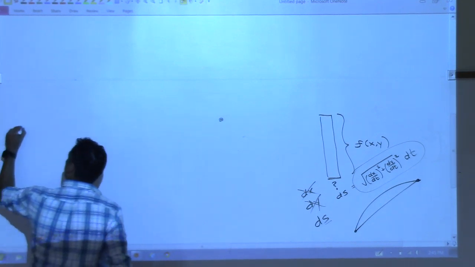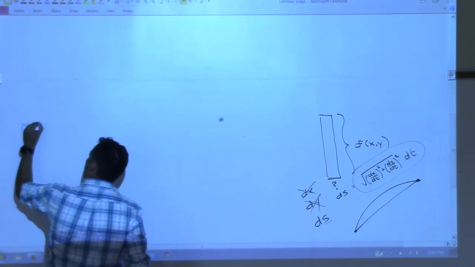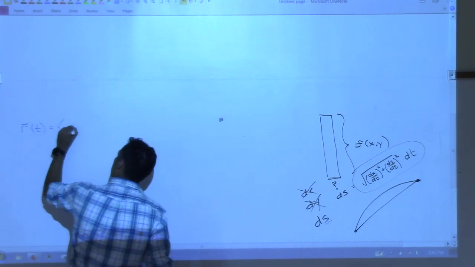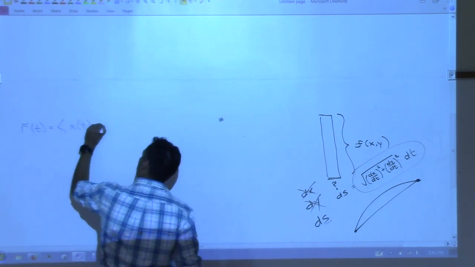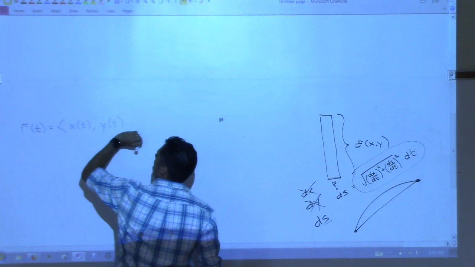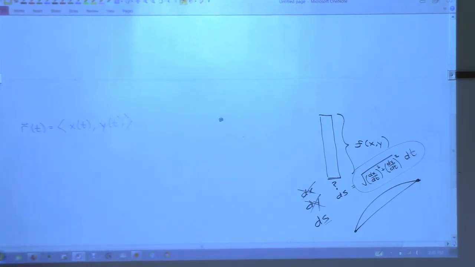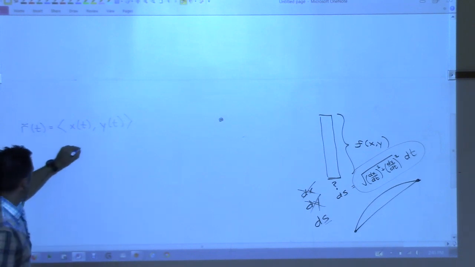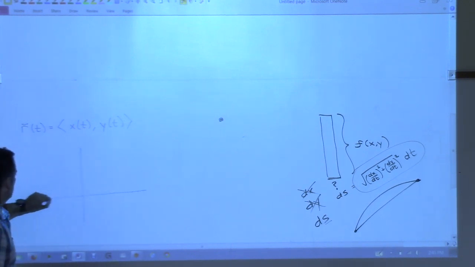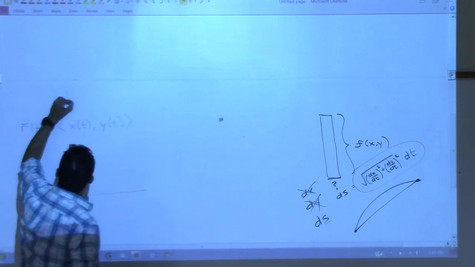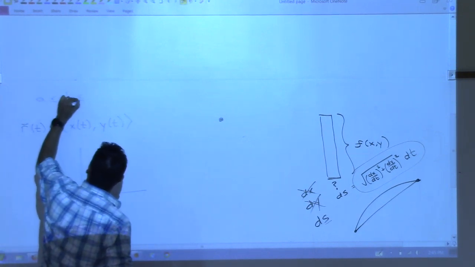So, imagine that I have a vector function, and it draws me a curve, right, in two-dimensional space. And let's say t is between a and b.